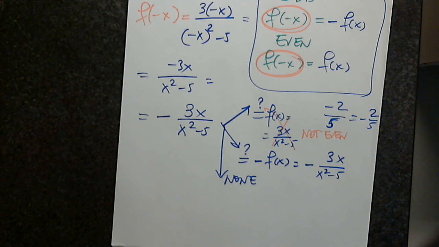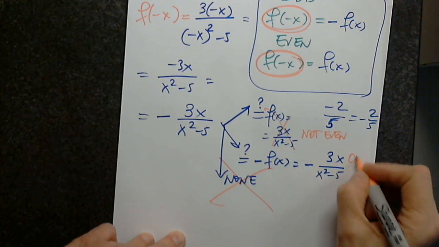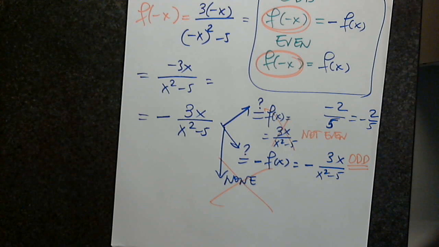Does this simplified form equal, is identical with the opposite of the function, which is this? Yes. I will say the function is odd. Cross out everything else. Therefore, the function, when we get a chance to graph it in chapter 3, will be a graph that is symmetric with respect to the origin. A function symmetric with the origin.